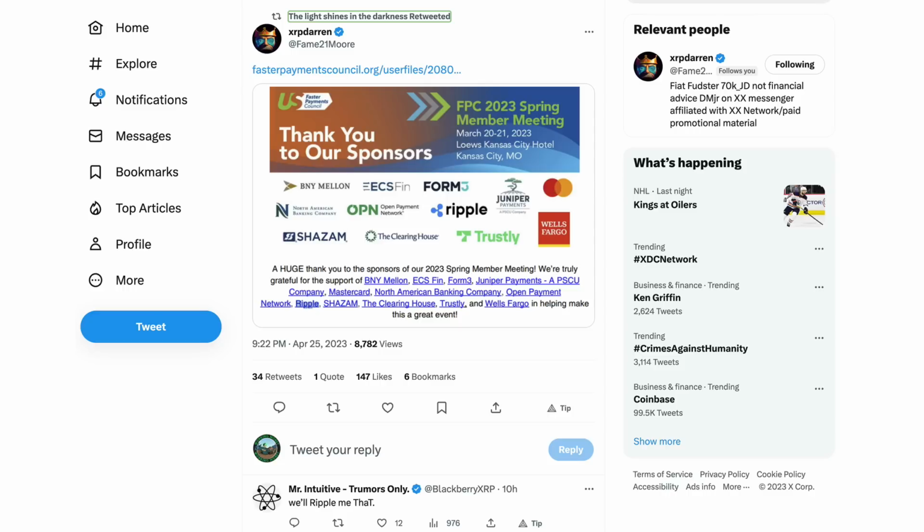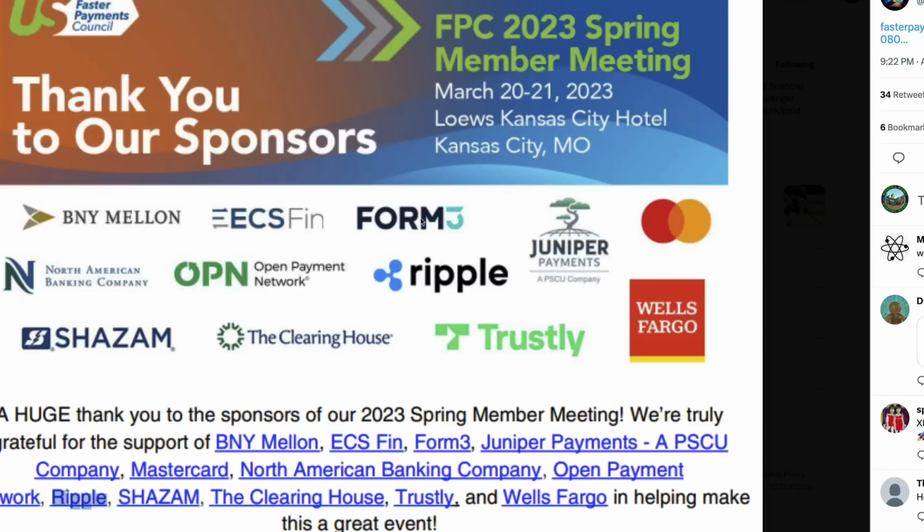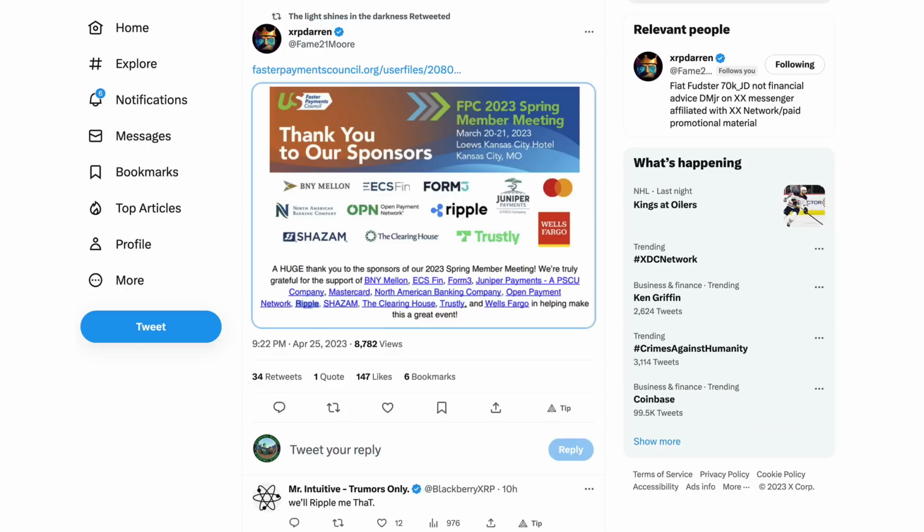Ripple was also mentioned on the Faster Payments Council list of sponsors, guys. If you didn't catch this, this happened last month, March 2023. Ripple listed there in and amongst some other Ripple partners, which I thought was cool. BNY Mellon, the clearinghouse. We've got MasterCard and Wells Fargo there. So, I think it's fairly clear, Ripple is branching out in so many ways.